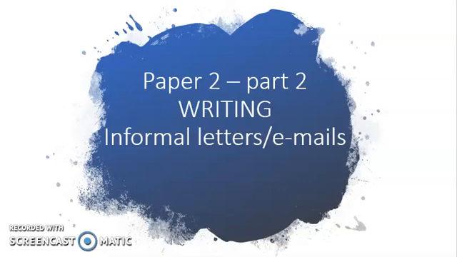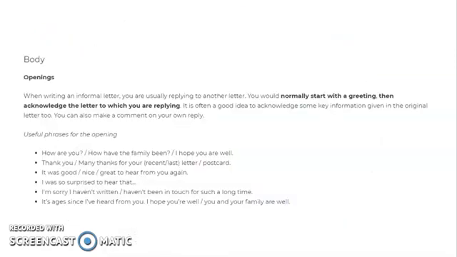Paper 2 in the first certificate exam is the writing paper. It has two parts. In part 2, you have a series of options. One of them is writing an informal letter or email. When writing an informal letter, you are usually replying to another letter.